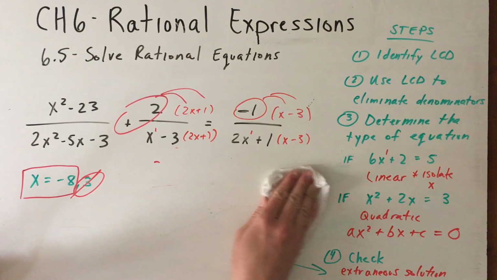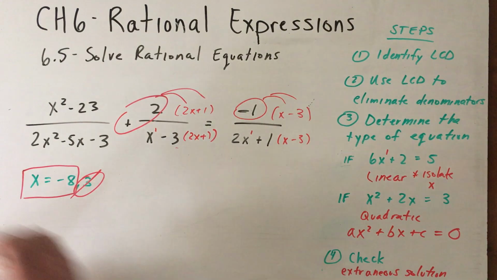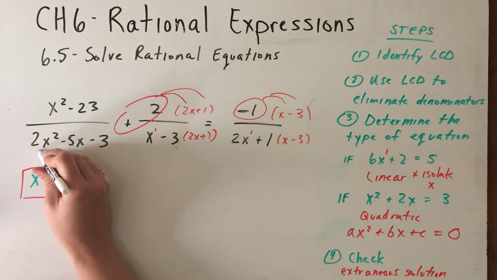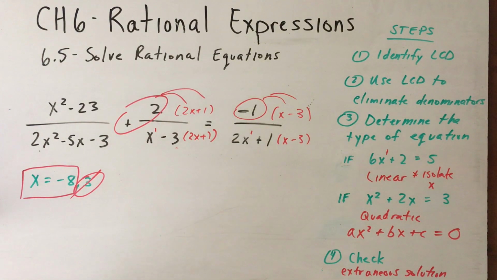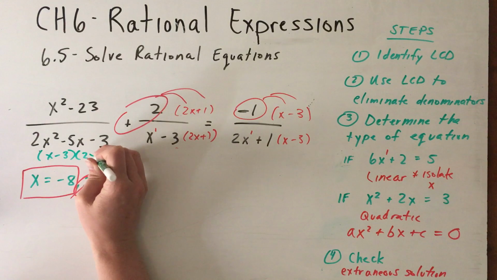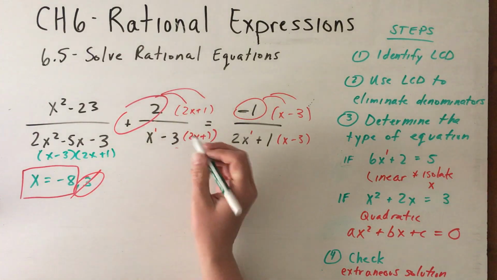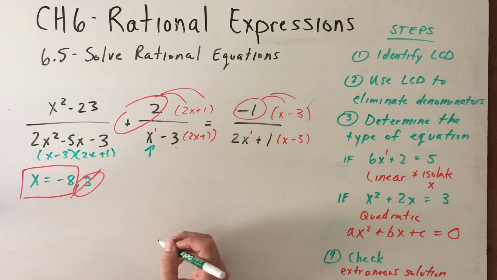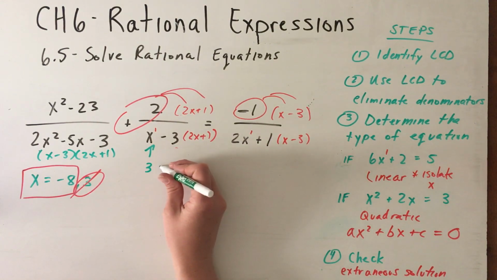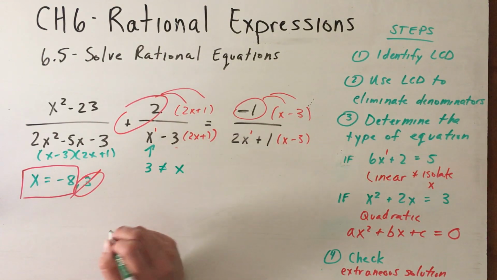So when we first started solving this equation, we could have set each of the denominators equal to 0. Since we know that this denominator right here factors to both of these other ones, then really I just need to know what would make this denominator 0. Well, if I plugged a 3 in here, then this denominator would be 0. So x cannot be 3.